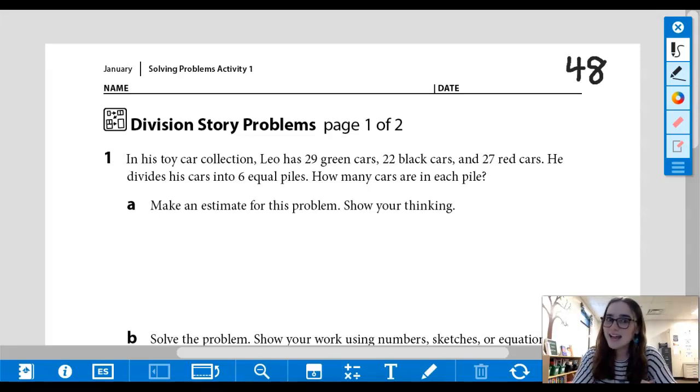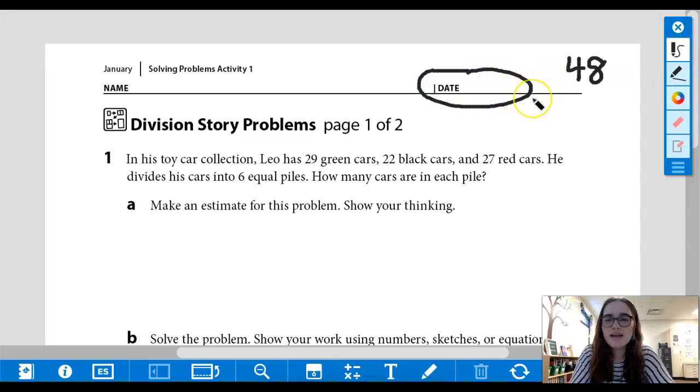Since it's Wednesday today, there is a secret emoji in this video. So make sure you're watching the full video so you can tell me what the secret emoji is right up by the date. You can just write it right on that line.